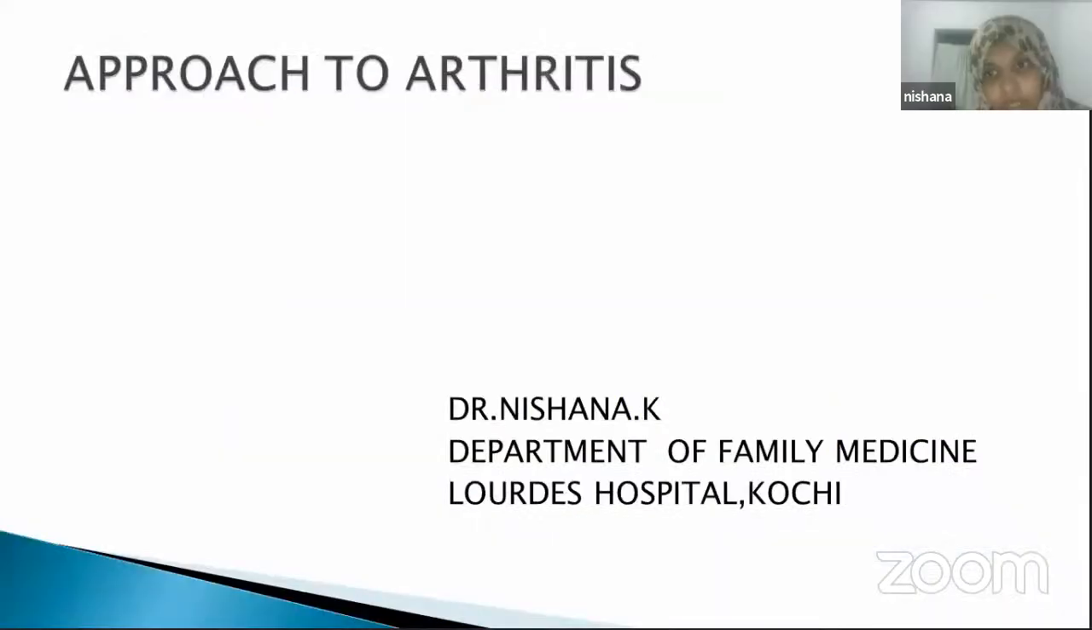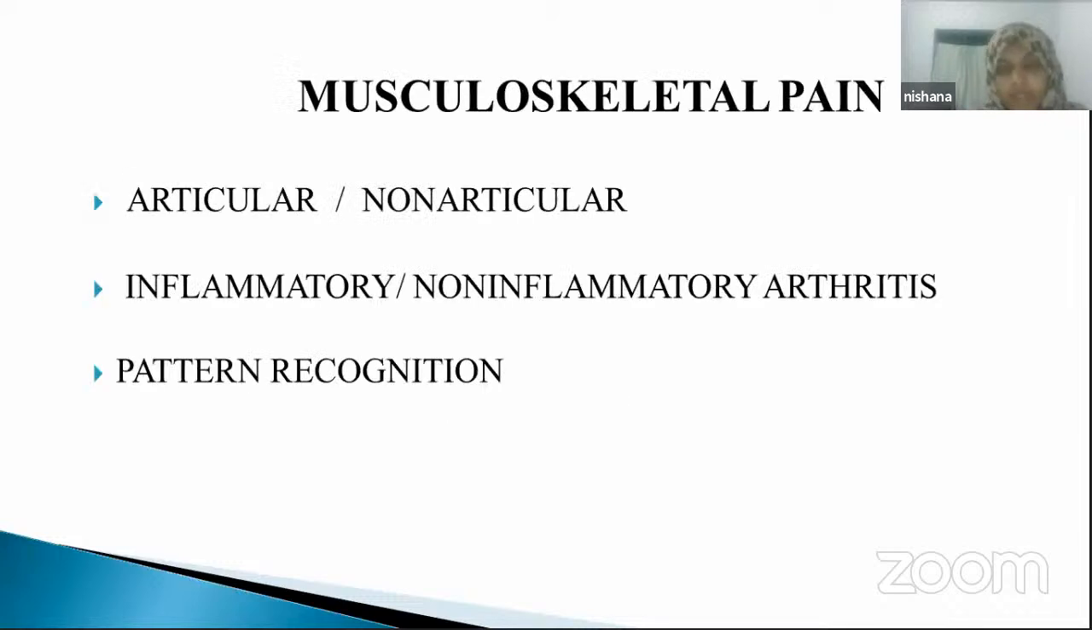So coming to approach to arthritis, when a patient comes to us with a musculoskeletal pain, first we have to identify whether it is pertaining to the joint, that is articular, or surrounding tissues are involved, that is non-articular pain. The next question is whether it is an inflammatory or non-inflammatory condition. And the next is whether there is any specific pattern pointing to a certain diagnosis.